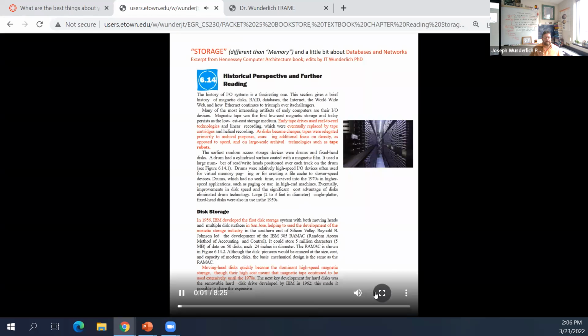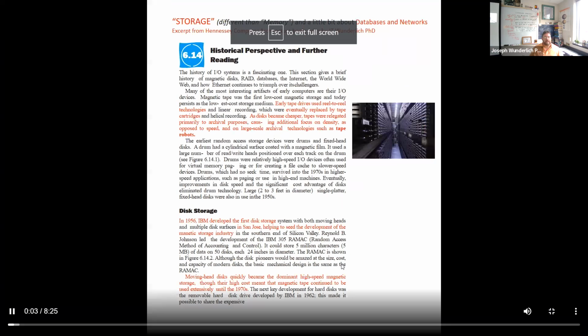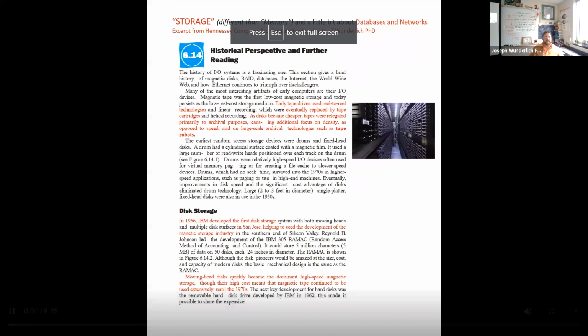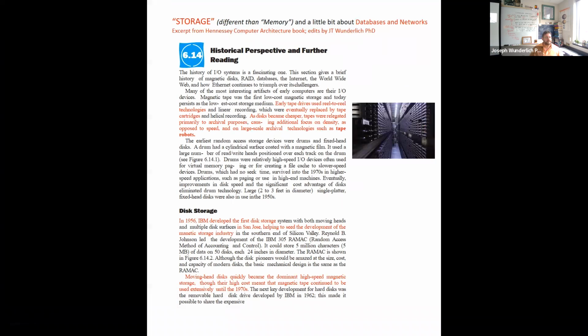My name is Professor Joseph Wunderlich, and this is a lecture on storage. This is a supplemental lecture. We'll talk about this already a little bit, but not in any kind of depth. Storage is different than memory, including main memory, which is RAM, and the caches, which are static RAM, or the registers, which are static RAM.